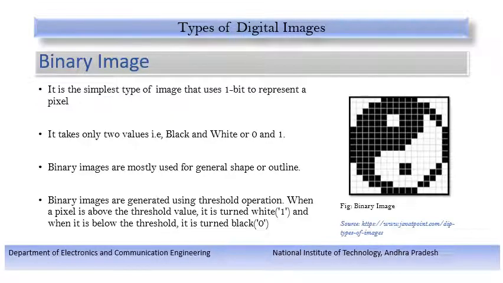Now we can classify a digital image in broadly three types depending upon how it is represented in a computer. The first one is a binary image. This is the simplest type of image which uses only one bit to represent a pixel. Here black is represented using 0 and white is represented using 1. It is mostly used for outline and it is generated using a threshold operation. That means that when a pixel is above the threshold value, it is turned white, and when it is below the threshold value, it is turned black.